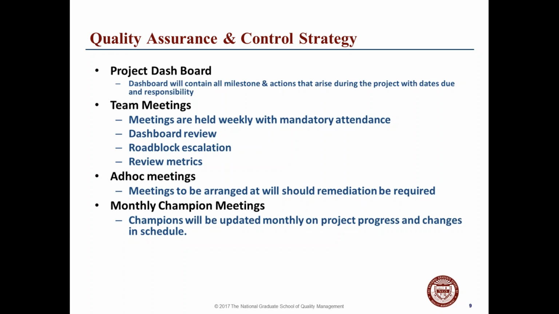We're going to initially hold meetings on a weekly basis with mandatory attendance, in which we're going to review the dashboard, see how the processes are going and all the actions that are out there, and see if there are any roadblocks. If there are any roadblocks, we either escalate or remediate them and try to help the people out in order to achieve the actions. Like I said, we'll do that on a weekly basis, but if anything pops up that needs to be decided on the fly, we could, of course, have ad hoc meetings.